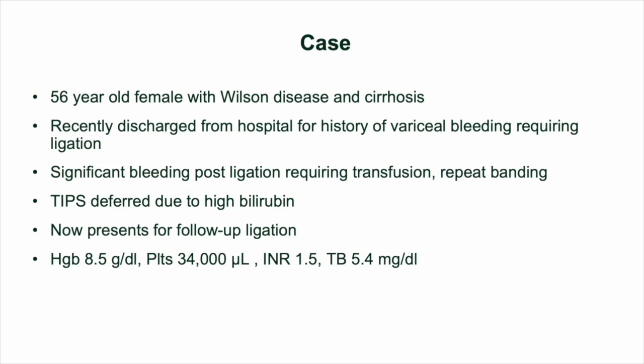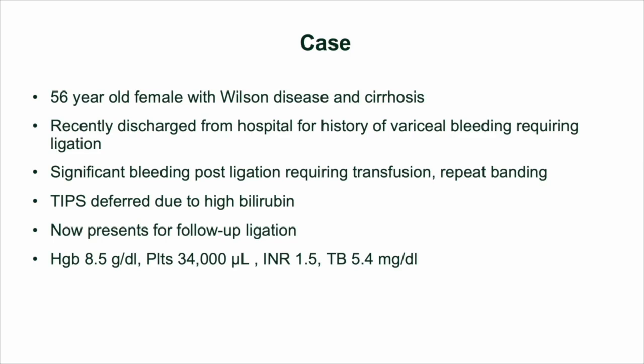So this is one that I had. This is a 56-year-old female with Wilson disease and cirrhosis. She had been recently discharged from a hospital for a history of variceal bleeding requiring ligation. When the ligation occurred, she actually had some additional bleeding and required an additional banding because of that. However, she managed to stabilize. They had considered a TIPS in her because of this variceal bleed complication, but unfortunately bilirubin was quite high, and so she was discharged and now presented in our endoscopy suite for ligation.